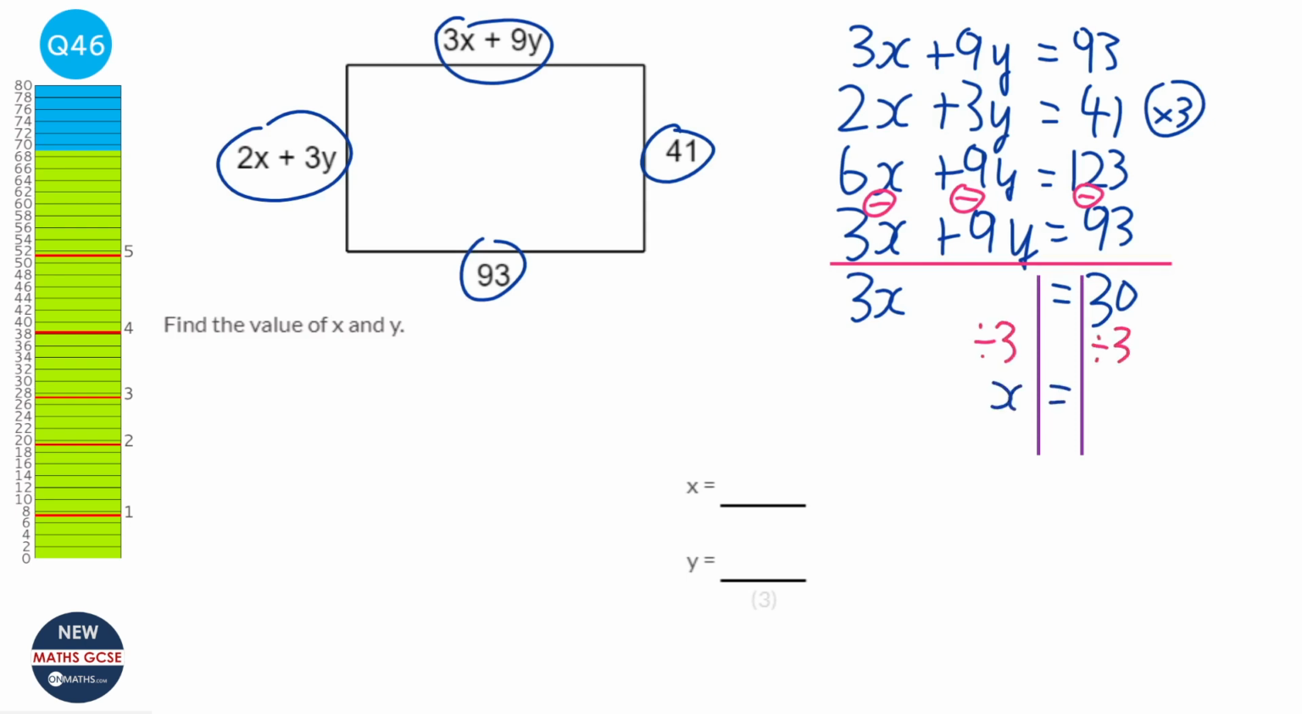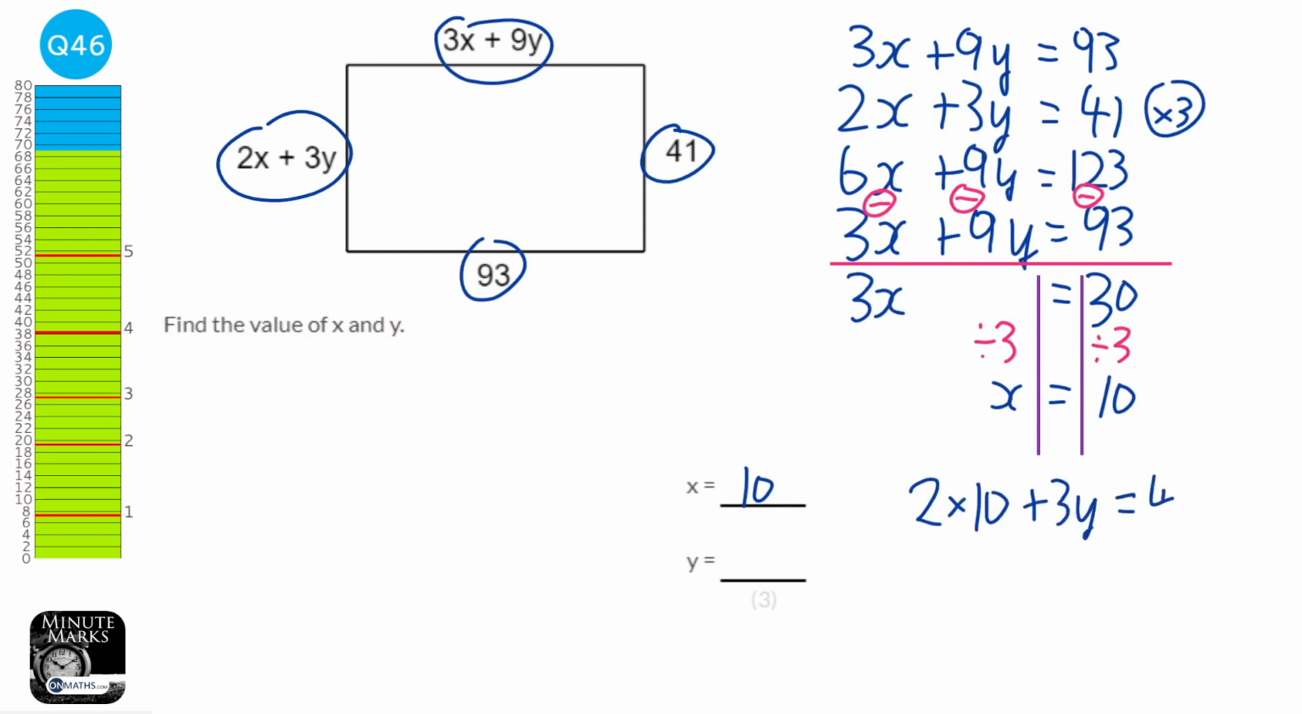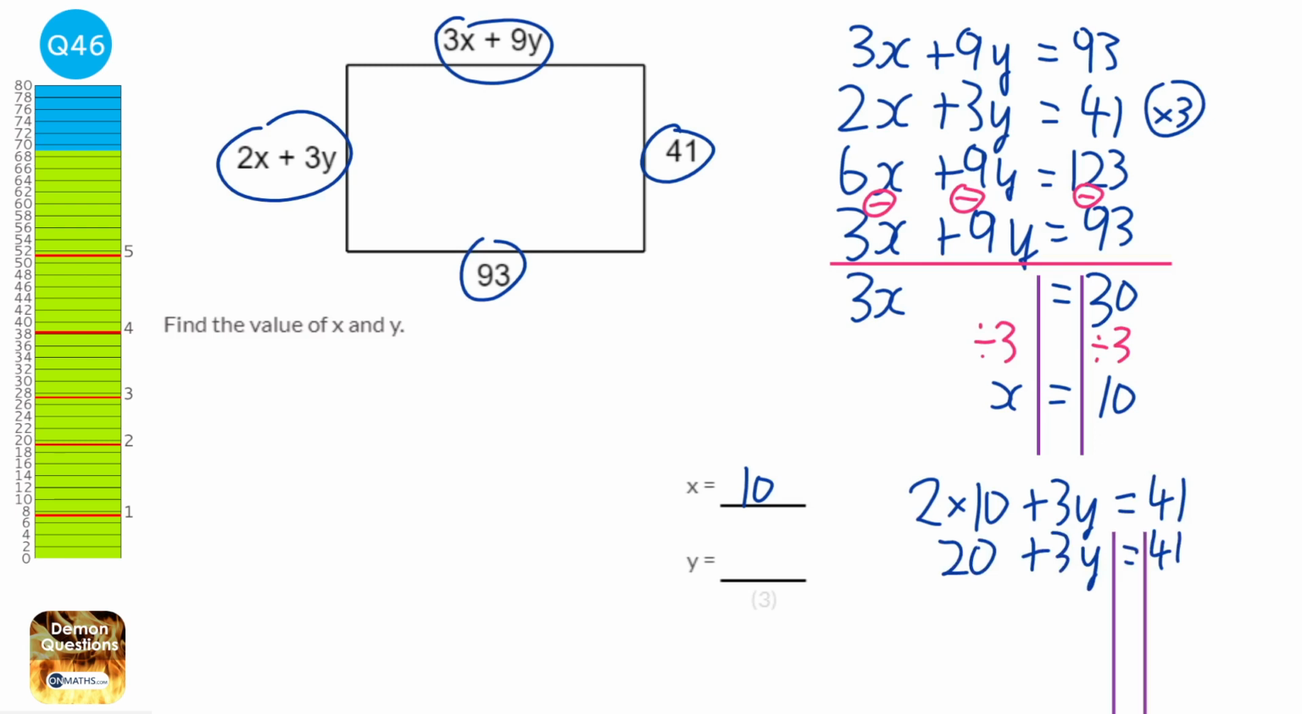So we've got x equals 10. So we know what x is, but we need to find out what y is. So what I'm going to do is I'm just going to pick one of the equations. I can pick the 2x plus 3y equals 41, and just substitute the value of x in. So 2 times, instead of x, it's times 10, plus 3y equals 41. So it would be 20 plus 3y equals 41. Get my solving lines in. And we're going to take away 20 both sides. So we've got 3y equals 21.